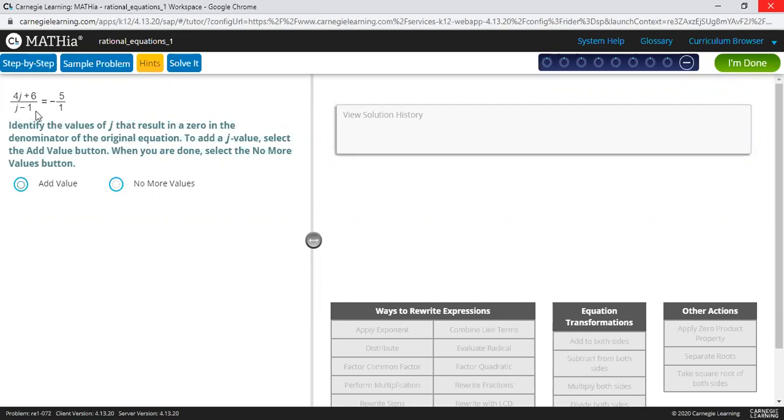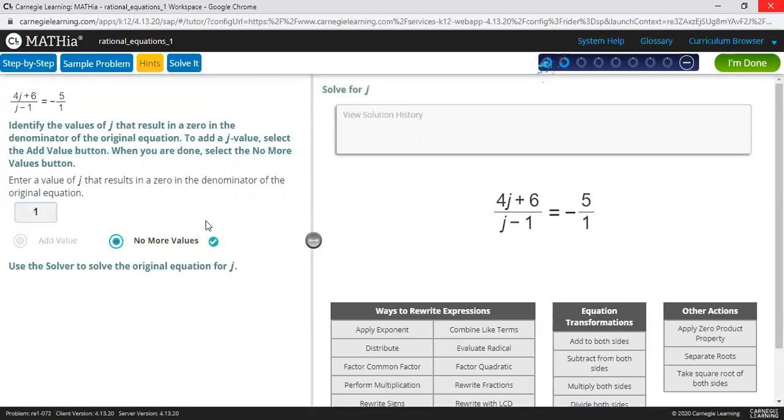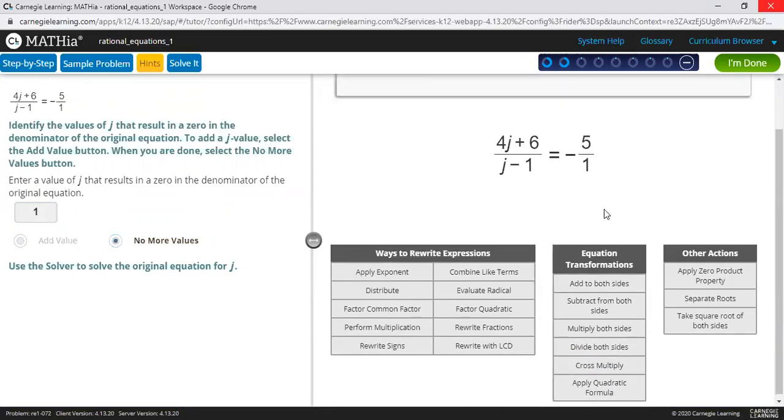So what minus 1 would be 0? That value would be 1. So I'm going to add a value, enter in 1. And since that's the only variable in my denominator, that's the only value that doesn't exist, I can select no more values. So what the program's going to do now, it's going to take your equation and put it into the equation solver over here.